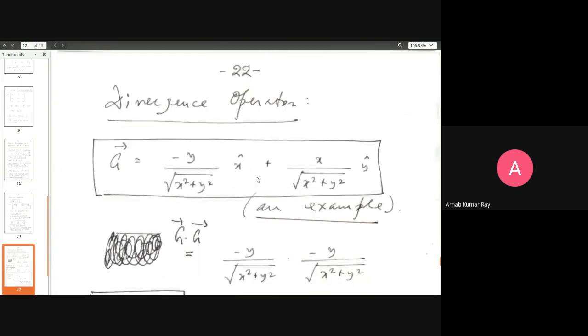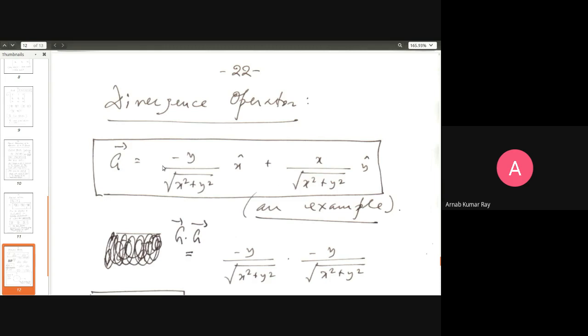Then applied on a vector, there are two ways. One is the divergence operation and the other is the curl operation. So let us now look at the understanding of the divergence operation. Here we are. So here's a situation whereby I have given you a vector. It's just a simple example for you to understand the meaning of the divergence operation.